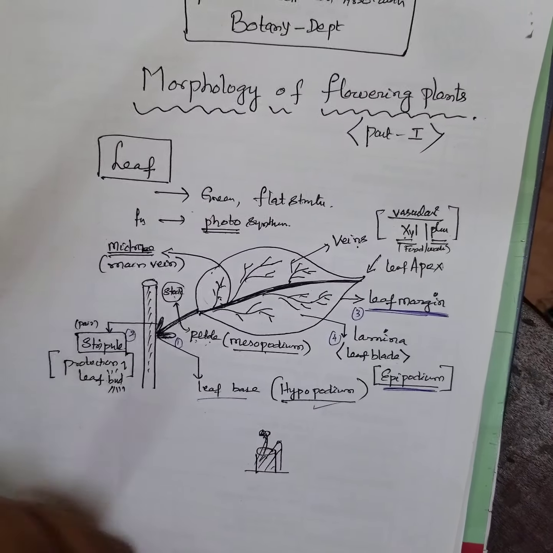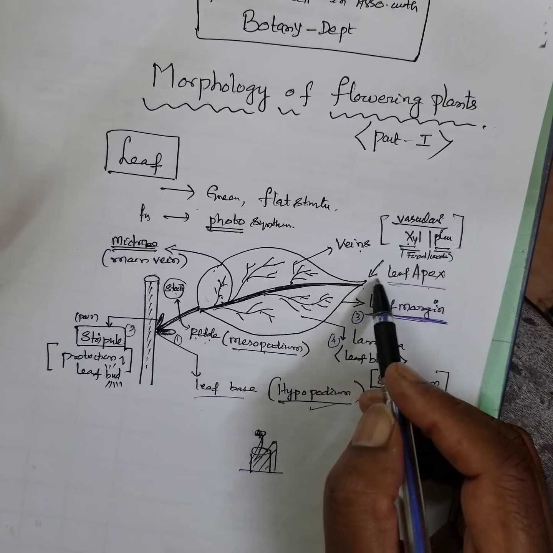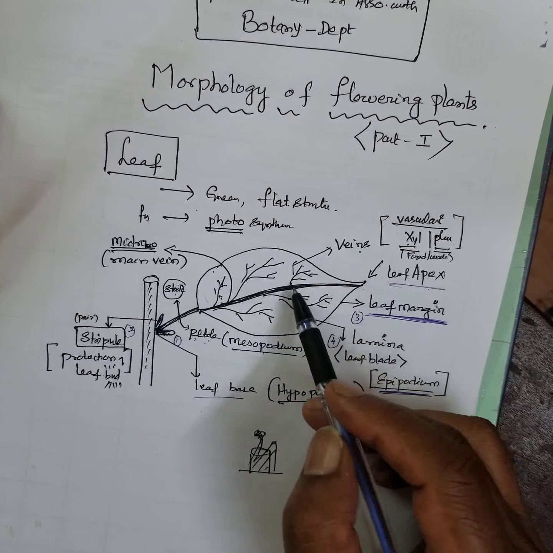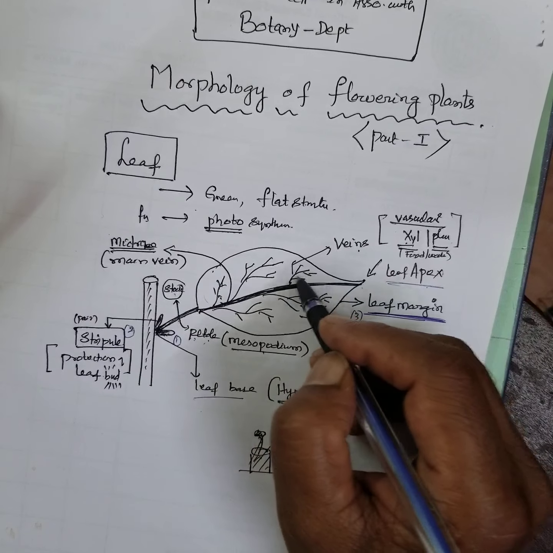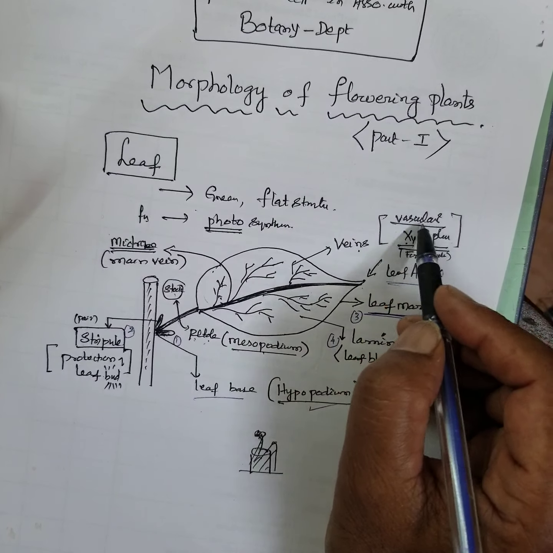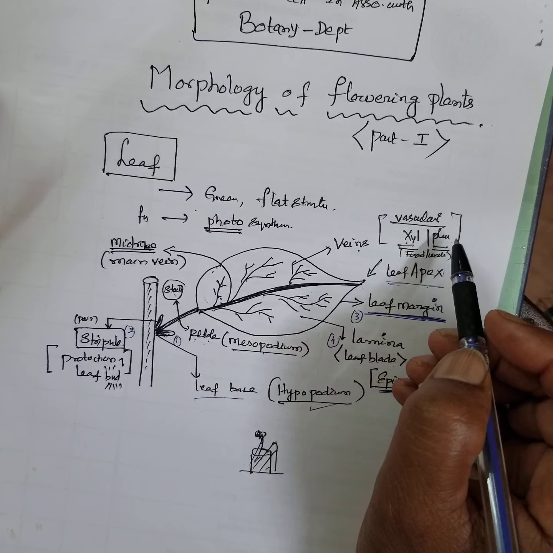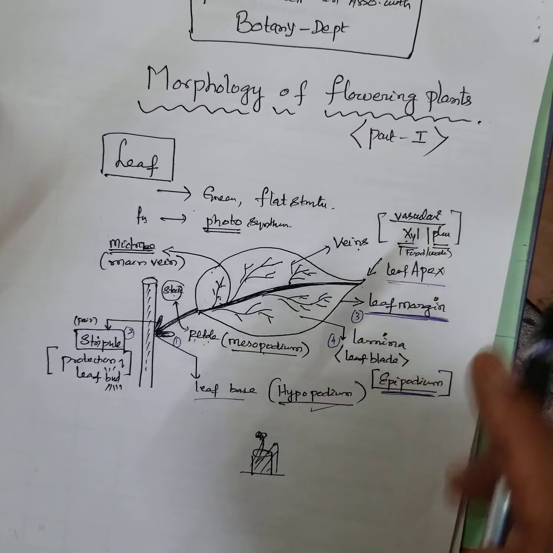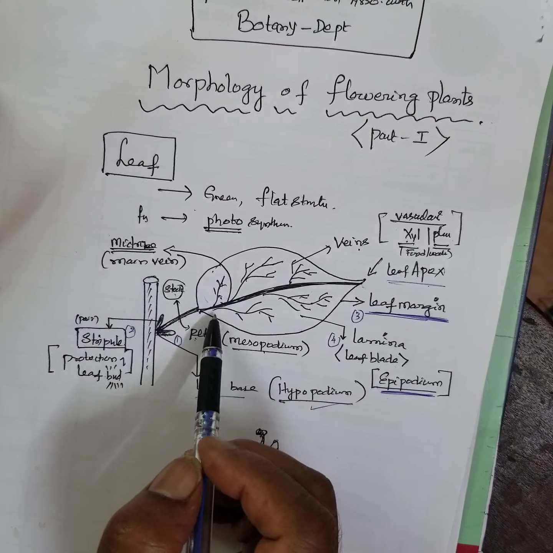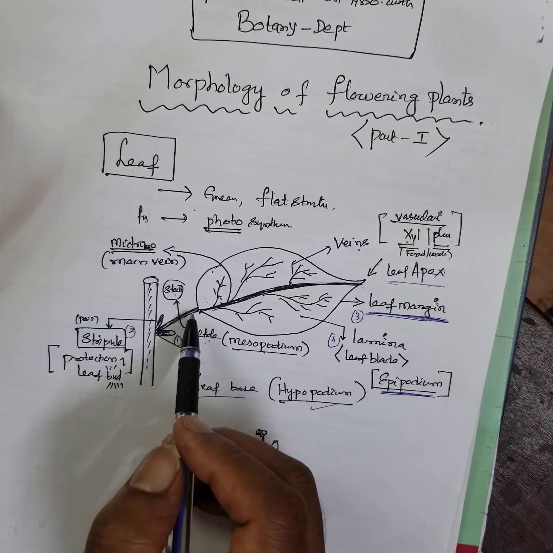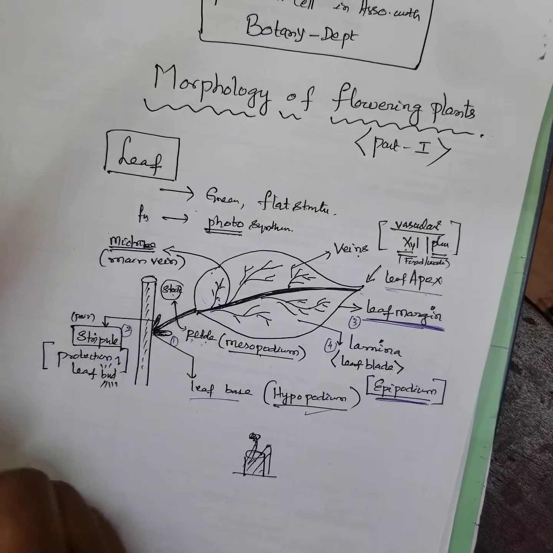Now, this end is called the leaf apex. Okay. Here, these are called branches in the leaf. They contain vascular tissue. That is, vascular tissues are what? Xylem and phloem, food and water conducting tissues, you know. Then this is called the main vein, the midrib. All these things you have to remember.